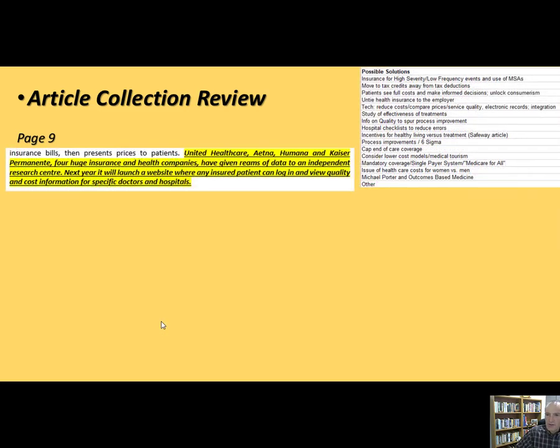Page 9 of the article: United Health, Aetna, Humana, Kaiser Permanente. We'll hear more about Kaiser in later articles. Those insurance and health companies have given reams of data to the Independent Research Center. Next year it will launch a website where any insured patient can log in and view quality and cost information. Now, I don't know if that's been set up. Some of you may want to do your own little research and see if that's there. But that's part of the solution.